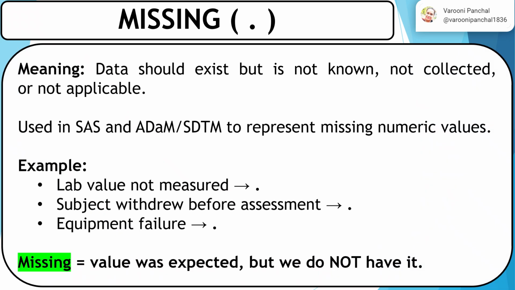Missing. Data should exist but is not known, not collected, or not applicable. It is used in SAS and ADaM SDTM to represent missing numeric values. Say, for example, a lab value which is not measured represents missing. Subject withdrew before assessment represents missing. Equipment failure represents missing. So missing is a value which was expected but we do not have it.